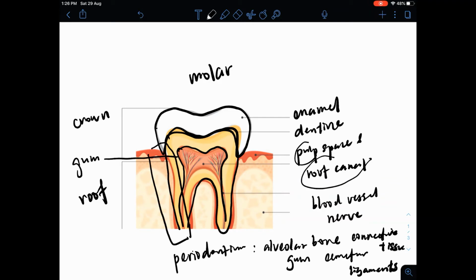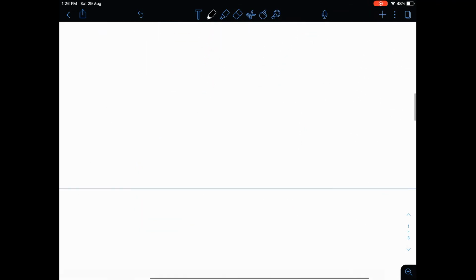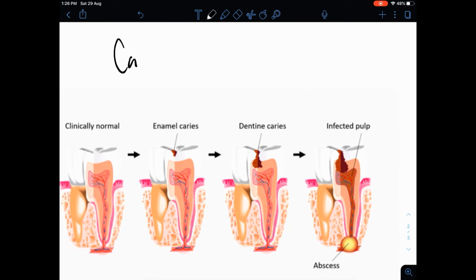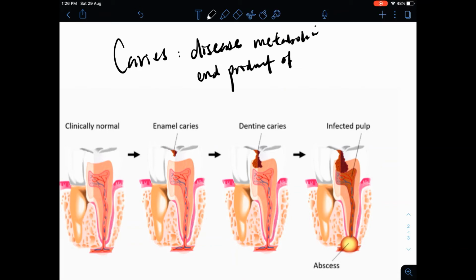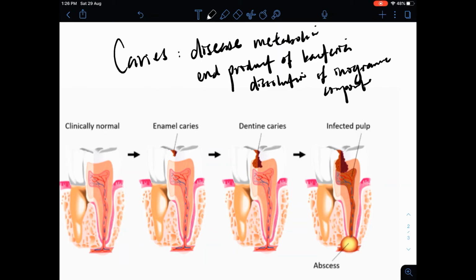Next, I'm going to talk about dental caries. Caries is essentially a disease caused by the metabolic end product of bacteria, which is acid that causes dissolution of inorganic components of the tooth.